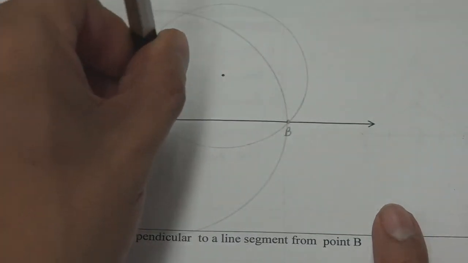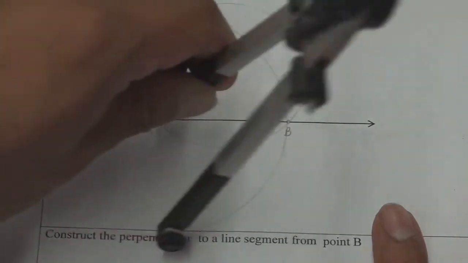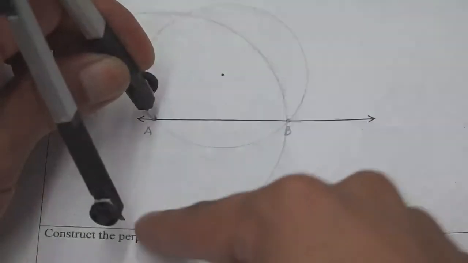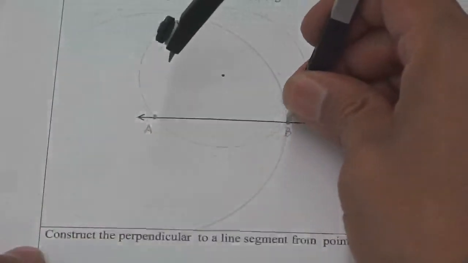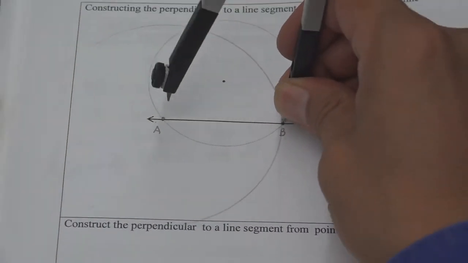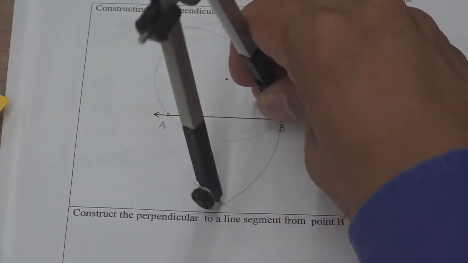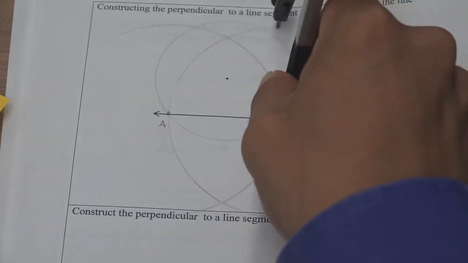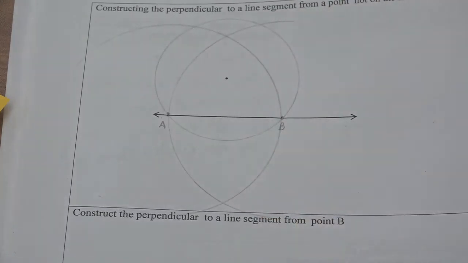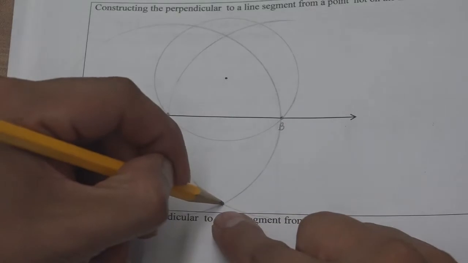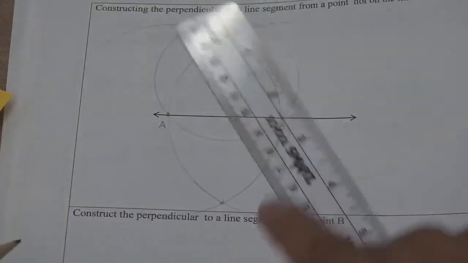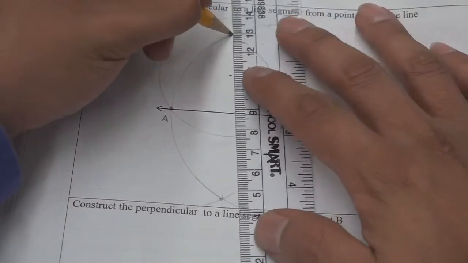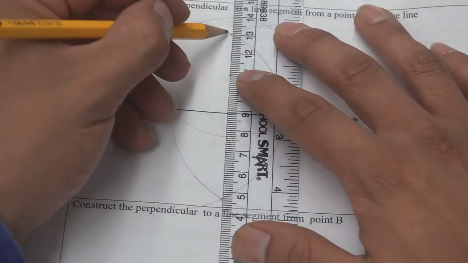Draw a circle. Of course, now you understand that you don't have to draw a full circle. Just need to make sure that you have the arc with the radius. And now I'm going to draw another circle. Of course, we're not drawing the full circle. I'm just interested in the points of intersection, this point right here and this point right here. And now connect the points. Oh, beautiful.